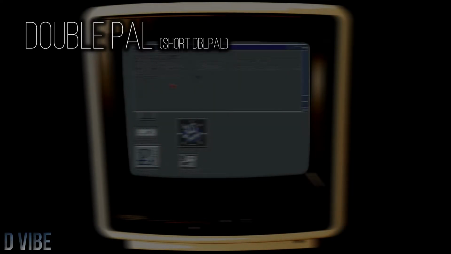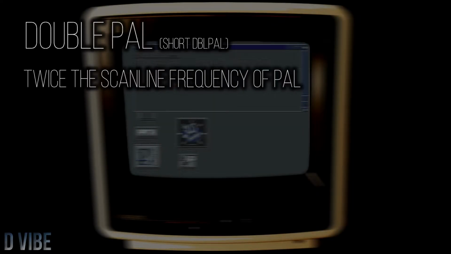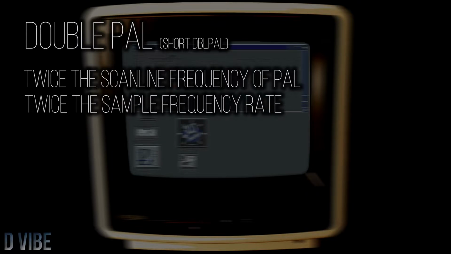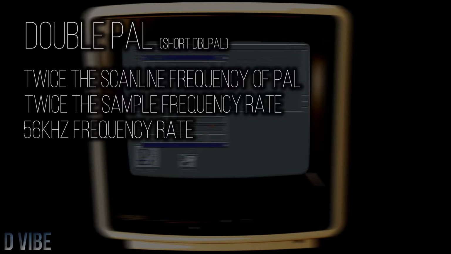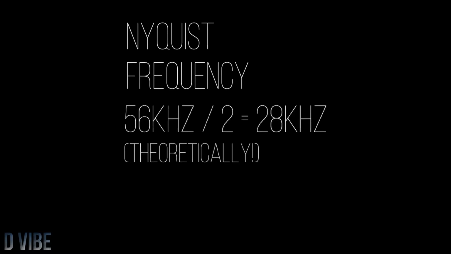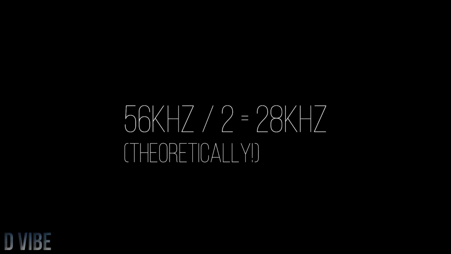If you're using a screen mode such as double PAL, the scanline frequency rate will be doubled. And that will increase the sample rate twice as well, up to a whopping 56 kHz frequency rate. That means the highest frequency audible will be at around 28 kHz, way above what the human ear can perceive. Not bad for a computer audio chip, first released in 1985.